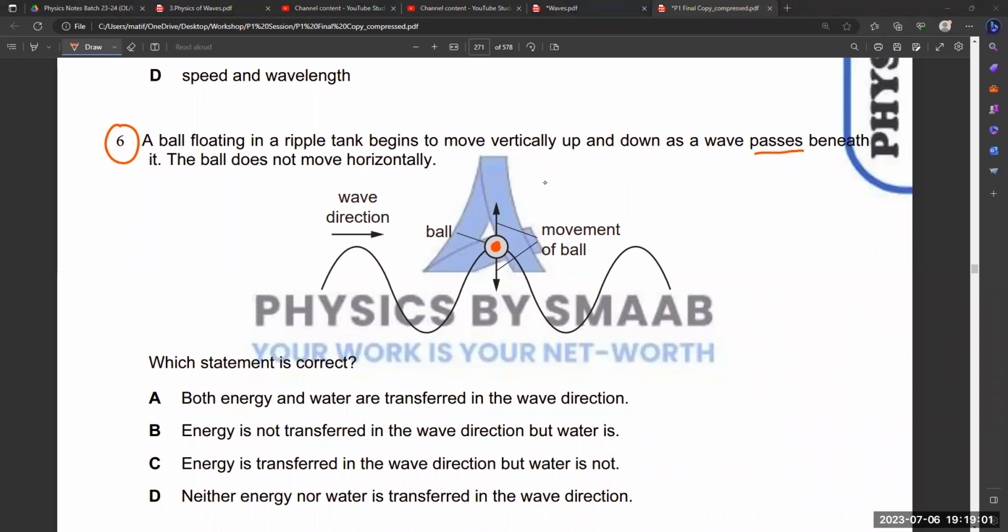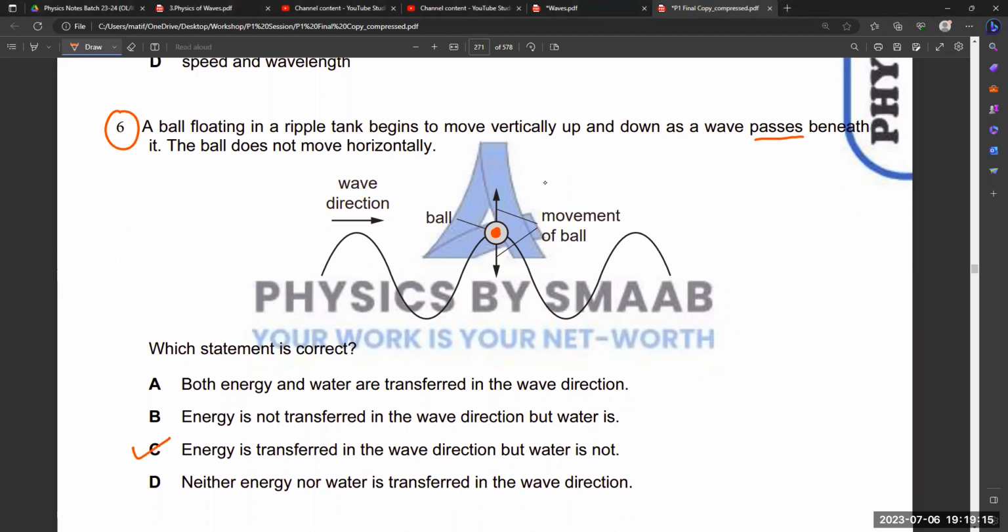The same happens with the molecules of water. They also vibrate in an up and down position. So C is the right one. Energy is transferred in the wave direction, but water is not.